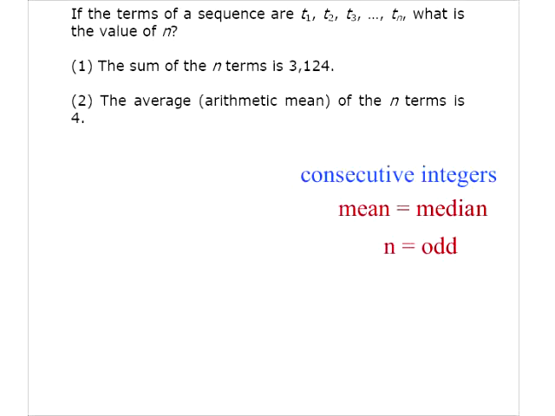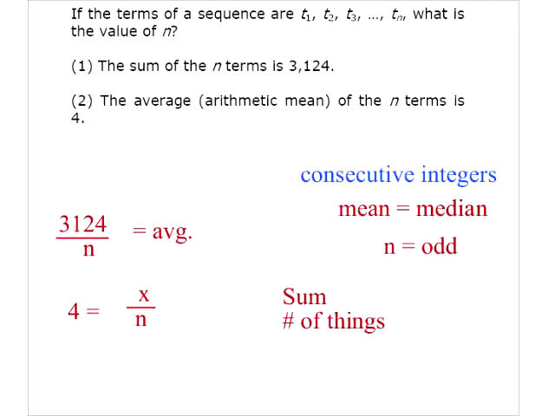Okay, so I picked C because for statement number 1, I wrote the equation 3,124 over n equals the average. And then statement 2, I said it was also not sufficient because 4 equals x over n, and we don't know what x is. But if you combine statements 1 and 2, you get 3,124 over n equals 4, and therefore you can solve for n by cross multiplying. Okay. Sorry. Yeah, awesome work.